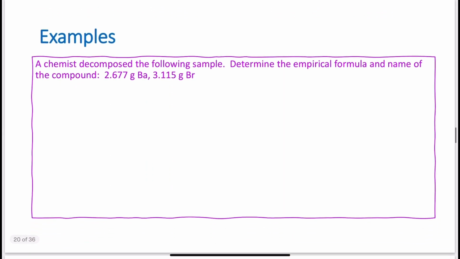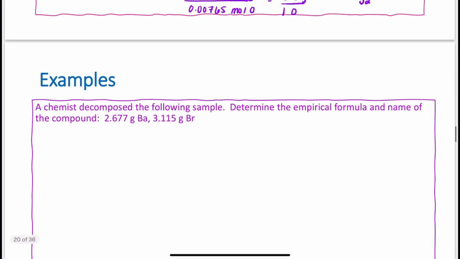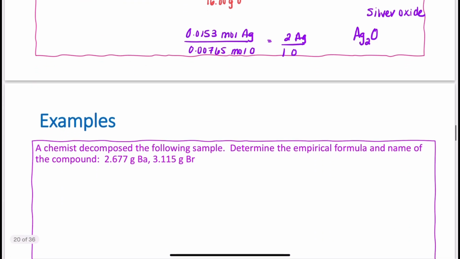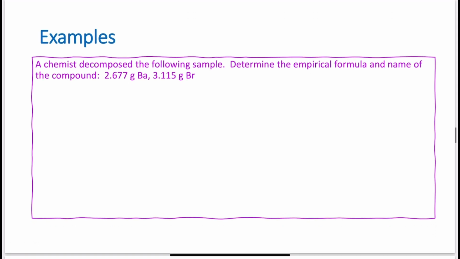What's next? A chemist decomposed the following sample, determine the empirical formula and name of the compound. Naming is also a good thing here. This is called silver oxide. Remember, silver only has 1 charge. Silver is always +1. Therefore, I don't have to emphasize that it's silver(I) here. That is not always the case. In some species, we will have to emphasize the name.